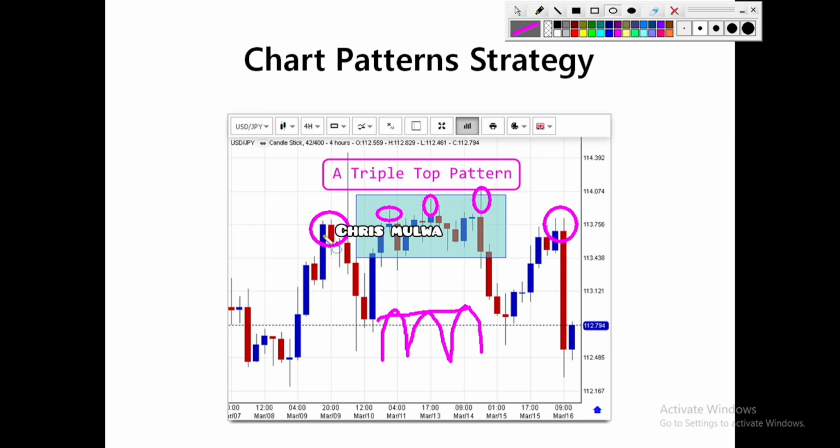Now this is what becomes head and shoulder. But I will talk about that later. I'm not talking about head and shoulder now. I know that is what you want me to talk about.